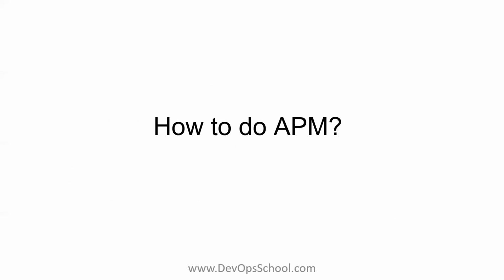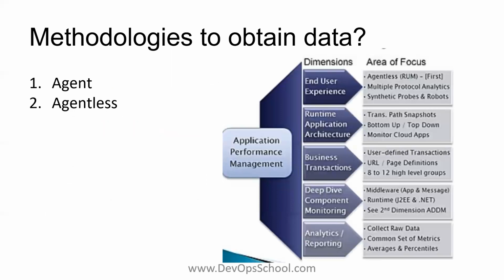So now the important question is how to do APM. There are two ways to do APM. One is with agent and another one is without agent. So are you thinking agent means Datadog agent or something? Tell me. Yeah. Right. We'll use Datadog, right? Obviously, agent is required, right? No.